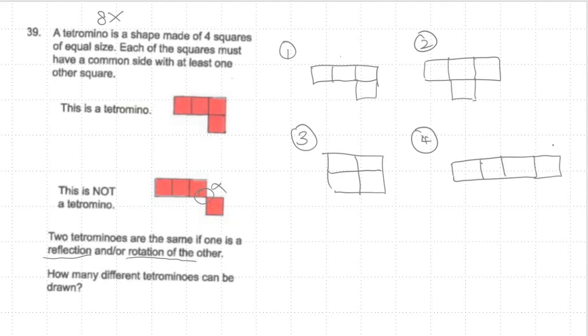They all have a common side, right? And it's not a rotation of any of these, and it's not a reflection of any of these. So my fifth one is maybe a bit tricky, but it's still doable. I put 2 here, then 1 here, and 1 here. Firstly, all the squares have sides together with at least one other square, and it's not a rotation or reflection of any of the above. So in total, there are actually 5.